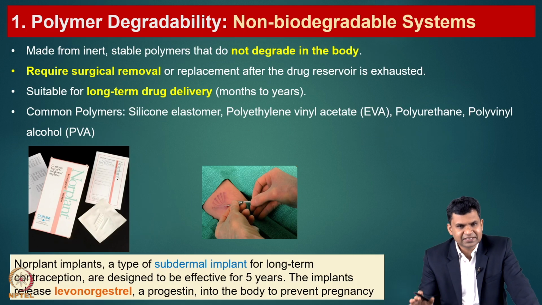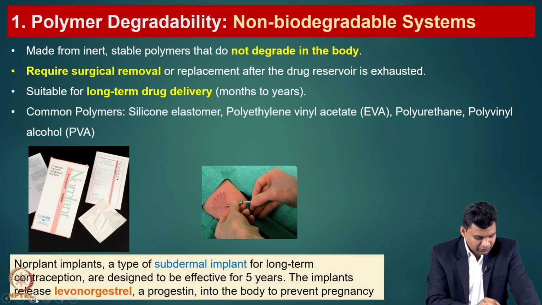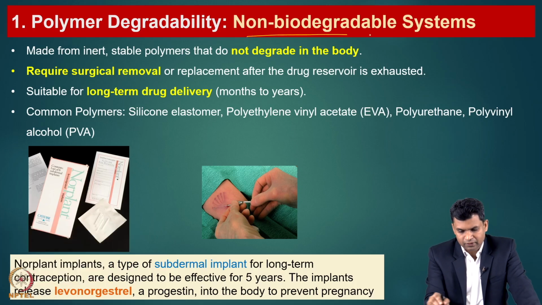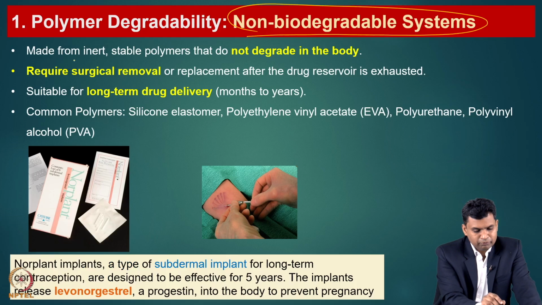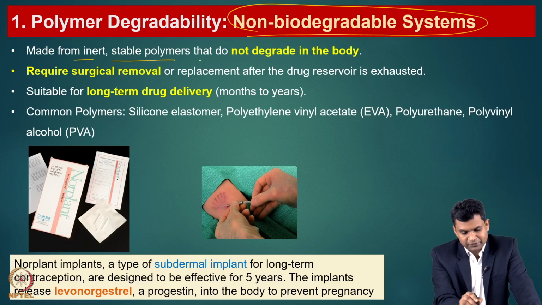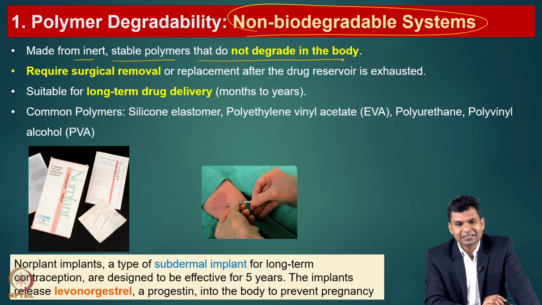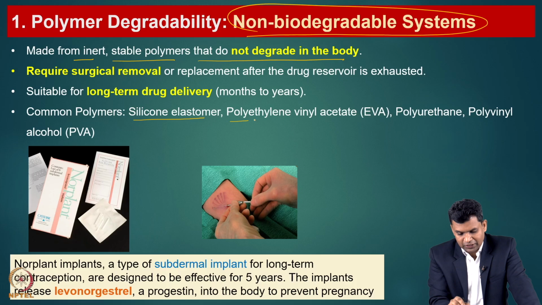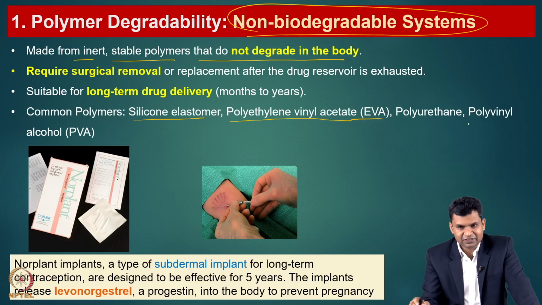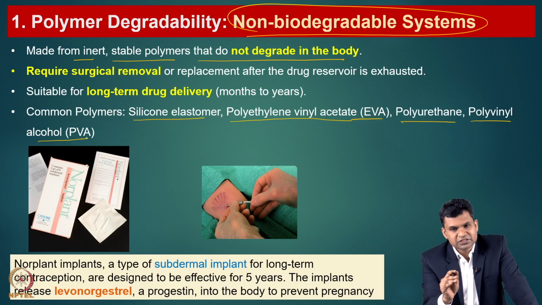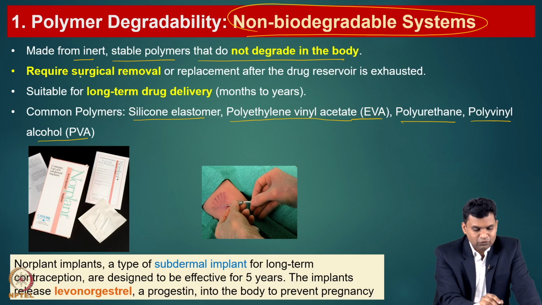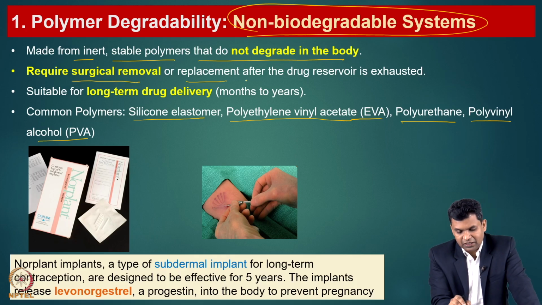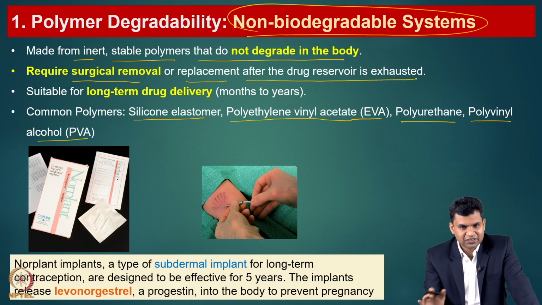Now, coming to the second one, the non-degradable implants. We make an insert with stable polymers that do not degrade in the body. These are polymers like silicone elastomer, polyethylene vinyl acetate (EVA), polyurethane and polyvinyl alcohol. These need to be removed after the treatment or complete release of the drug. This requires surgical removal or replacement after the drug reservoir is completely exhausted.